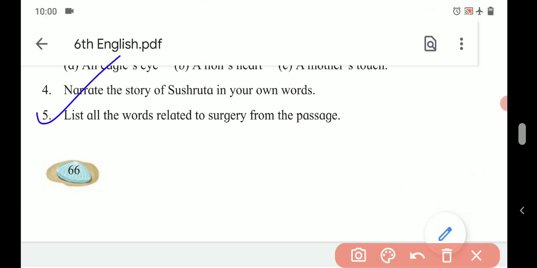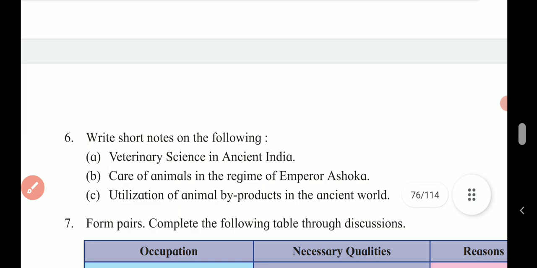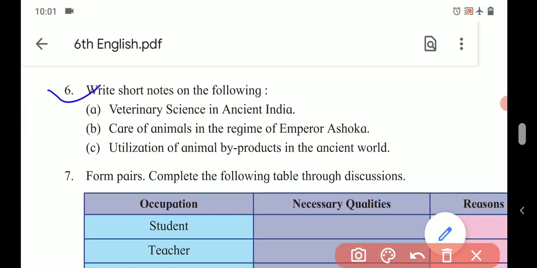Fifth one, list all the words related to surgery from the passage. There are many words used in the passage. Let me give you some examples: medicine, dressing, bandaging, etc. There are many. You have to make a list of all of them. Number 6, write short notes on the following. First one, veterinary science in ancient India. You will get the answer in part second.